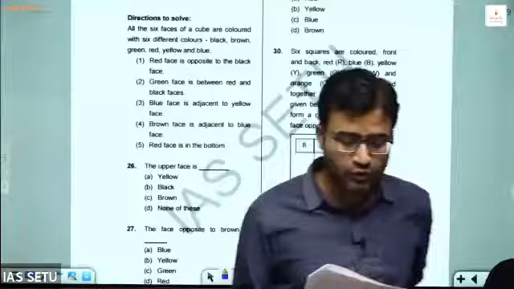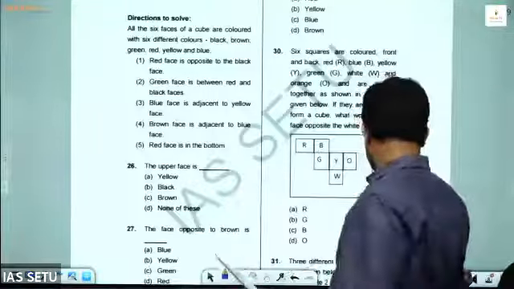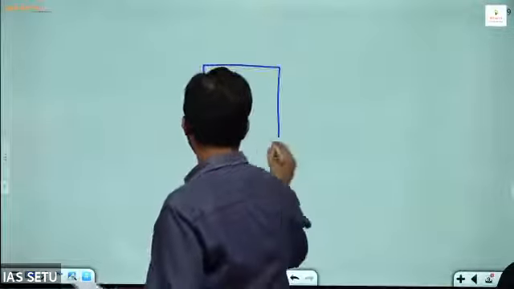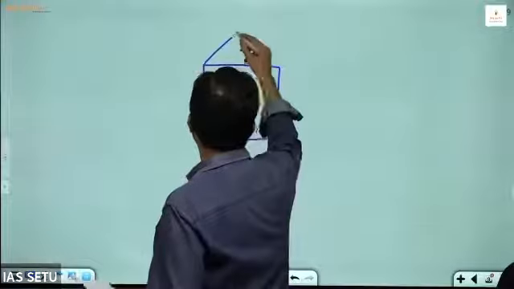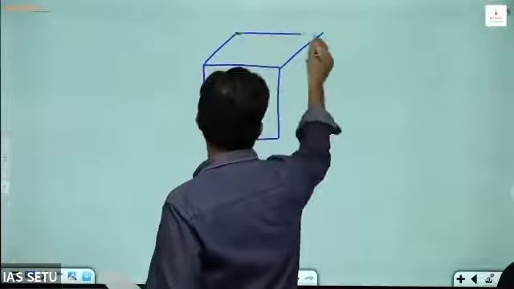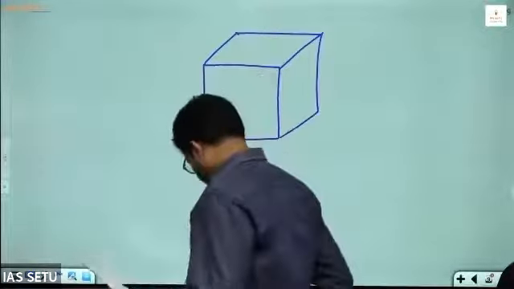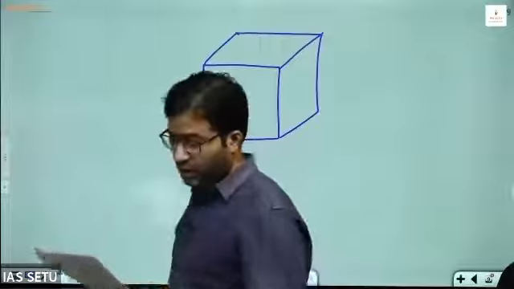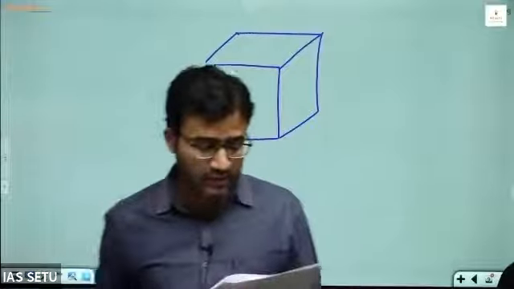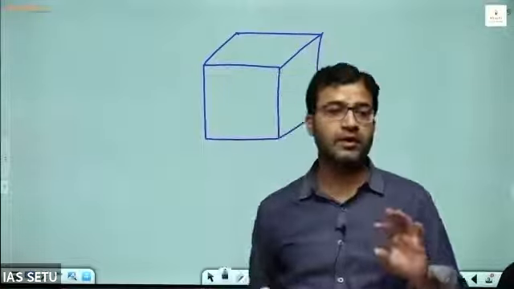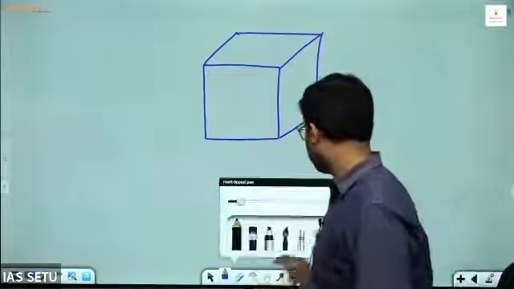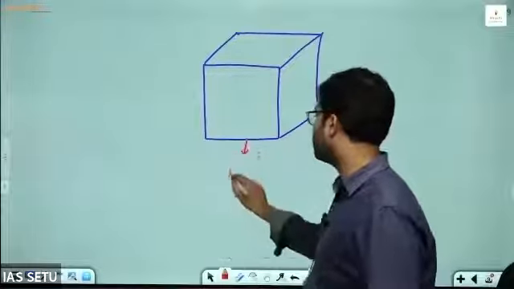All the 6 faces of a cube are colored with 6 different colors. So better you draw the cube. And we will see according to question. Fifth statement, red face is in the bottom. So here we have fixed position of red. So we start with this only. Red is in the bottom.